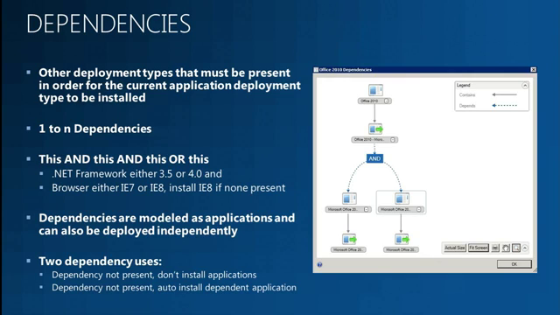The other thing you can do here is, dependencies are modeled as an application itself. So they can have their own detection methods, their own requirement rules, and their own dependencies per se. The two ways you can use dependencies within the application model are: you can configure, as an admin, whether to install this dependency app automatically when it's missing from the machine, or you can choose to just report that it's missing and then choose to act on it.